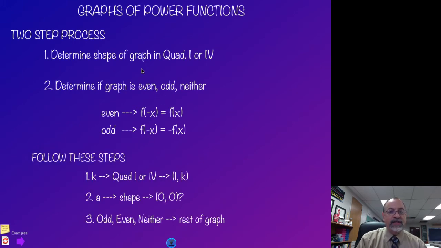And so that's the two-step process, and within those you have these 3 steps. If you follow these, everything will be good. First of all, you're going to use k to graph the point (1, k). Then you're going to determine the shape and whether you're going to use (0, 0). Again, (0, 0) is in every graph unless it's a negative exponent. Then we determine whether it's odd, even, or neither, and then we just get the rest of the graph by reflecting it or leaving it alone.